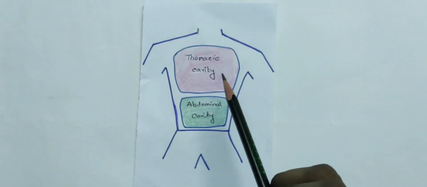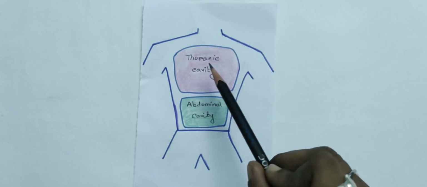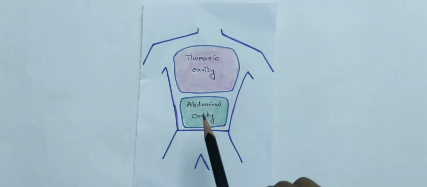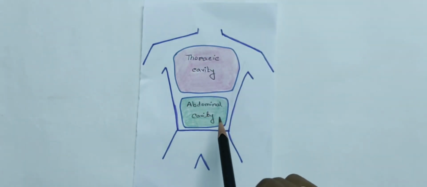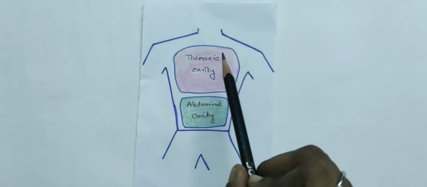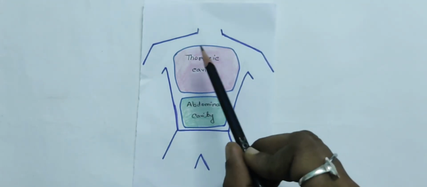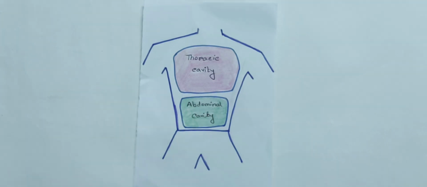Here is our body cavity. This is our body. The upper part is the thoracic cavity, and at the lower part there is the abdominal cavity. The respiratory structures are actually located within the thoracic cavity.